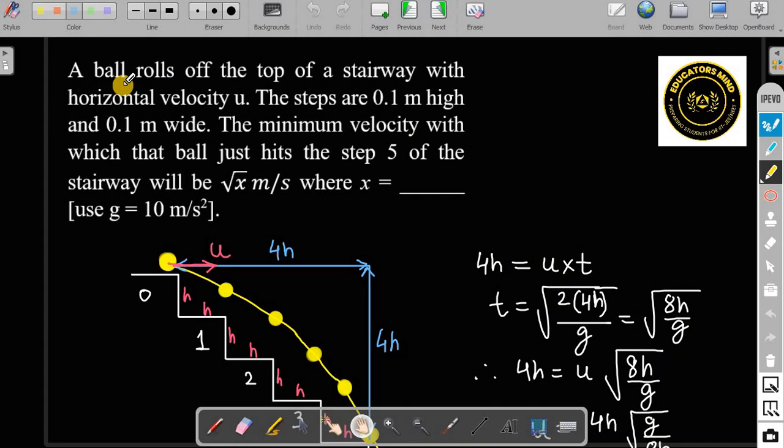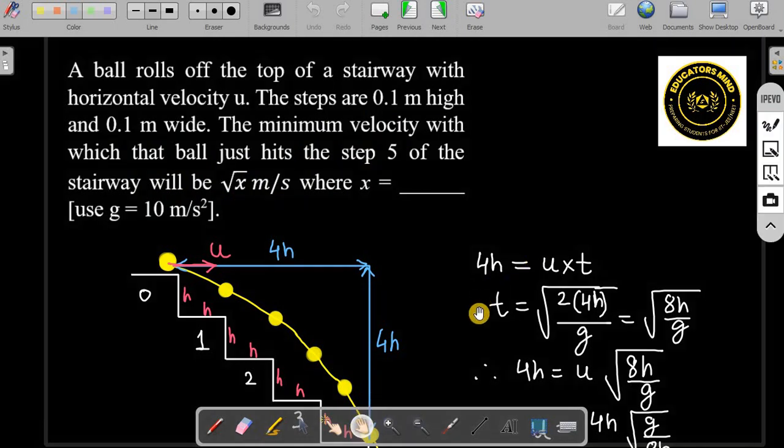Then let's move to the next question and understand what it is. A ball rolls off the top of a stairway with horizontal velocity u. The steps are 0.1 meter high and 0.1 meter wide. The minimum velocity with which the ball just hits the step 5 of the stairway will be this, where we need to find x.